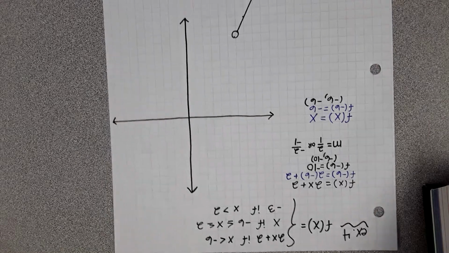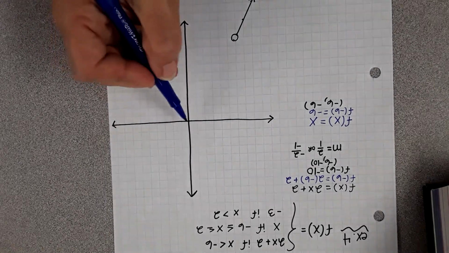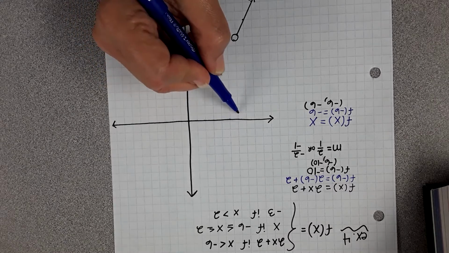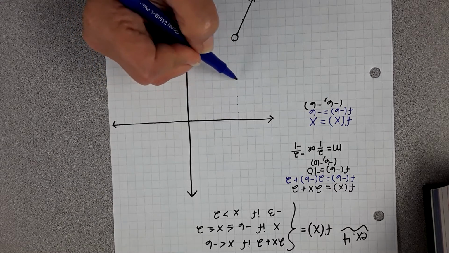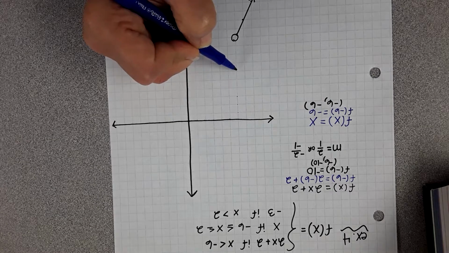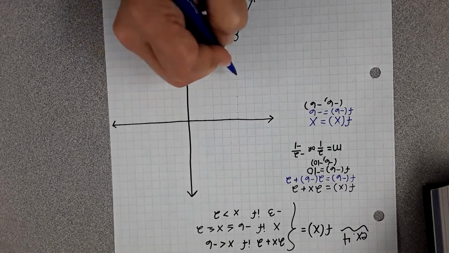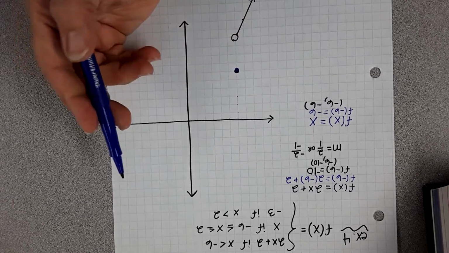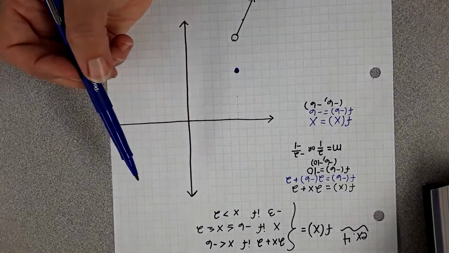Okay. If I go to graph this one, 1, 2, 3, 4, 5, 6. 1, 2, 3, 4, 5, 6. Open circle, closed circle. Okay. And why is it closed? Line under the thing. Okay.